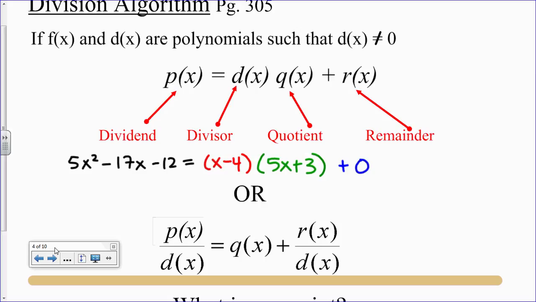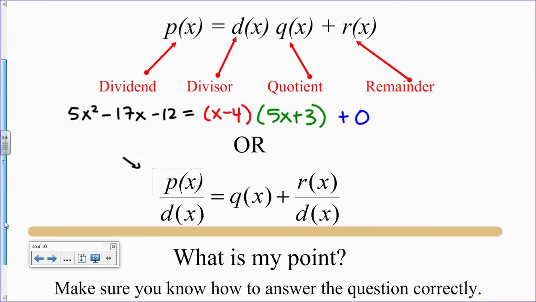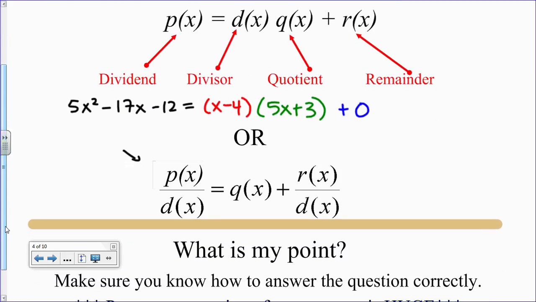So this is writing it as a multiplication problem. We also can write it as a division problem. And if it does not tell us how to leave our answer, then this is the way we'll leave it. So you would take your dividend, so p of x, over your divisor, so you write the division problem. And that equals this, plus your remainder as a fraction of the divisor. So this would be 0 over x minus 4. But since it's just 0, the remainder part in this problem is not necessary.